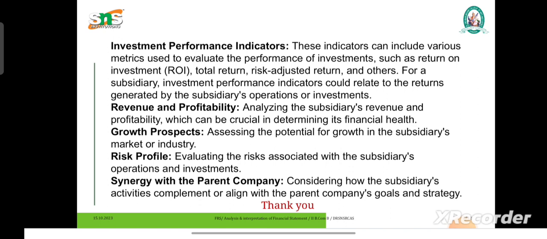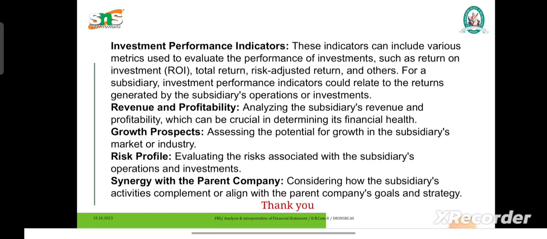Next one is revenue and profitability. Analyze the subsidiary's revenue and profitability, which can help determine its financial health. Next one is growth prospects. Assess the potential for growth in the subsidiary's market or industry. Risk profile. Evaluate the risk associated with the subsidiary's operations and investments.